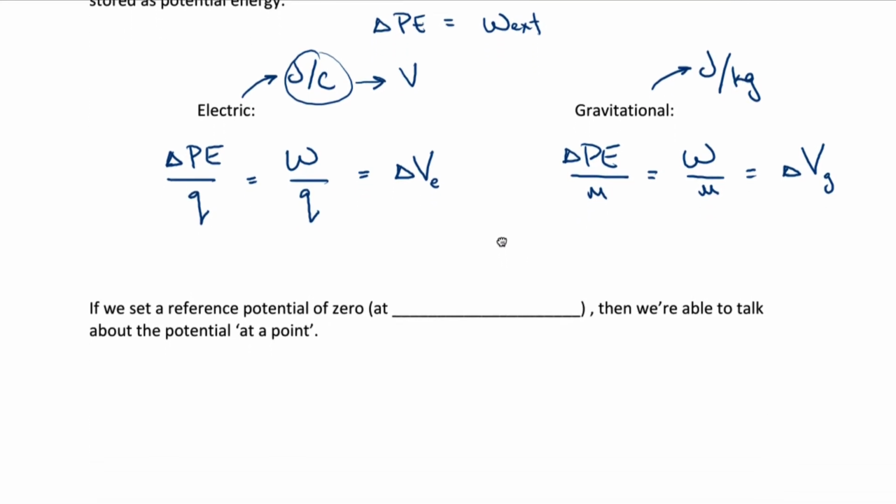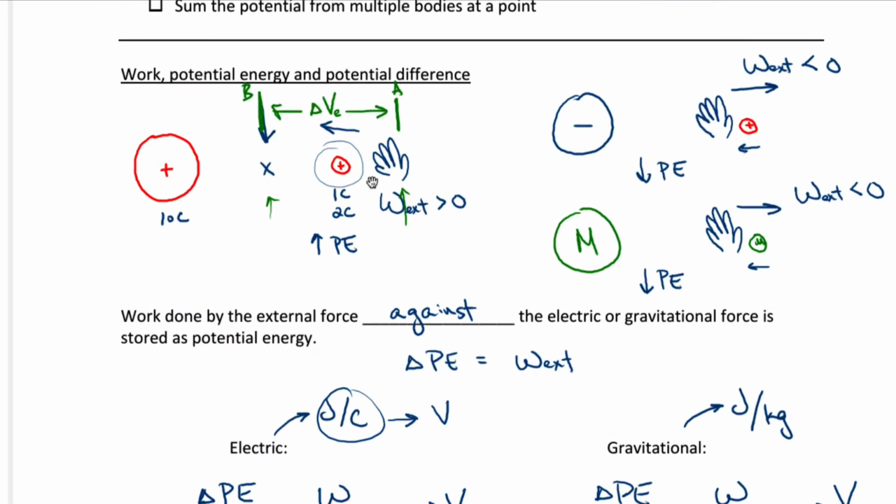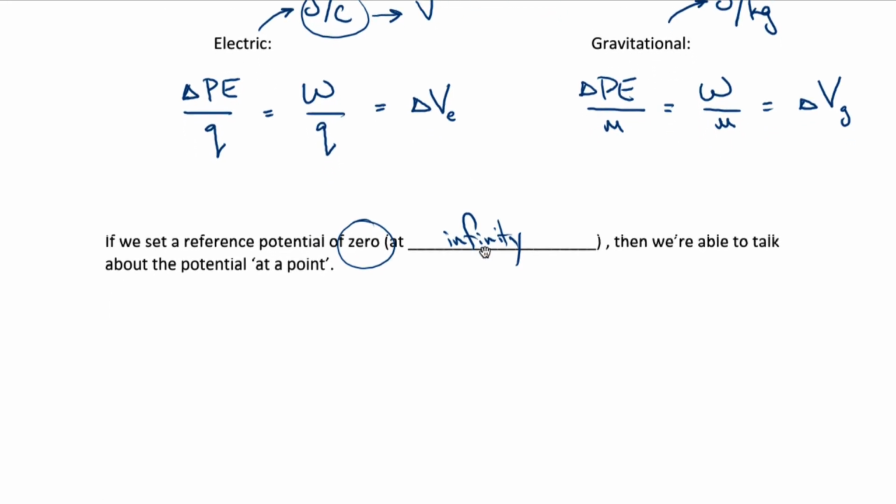So we always need 2 points, but if we set one of those points at infinity and make that the reference, so if we set a reference potential of 0 at infinity, in other words, we say if we take the little charge as far away as we can from the big charge so that it's really not feeling any force, then there's no potential energy associated with that. We set a 0 for potential energy at infinity, then we're able to talk about the potential energy and the potential at a point. So again, we define that at infinity, when the two charges or the two masses are infinitely far apart, the potential energy is equal to 0 and the potential is equal to 0 at that point.